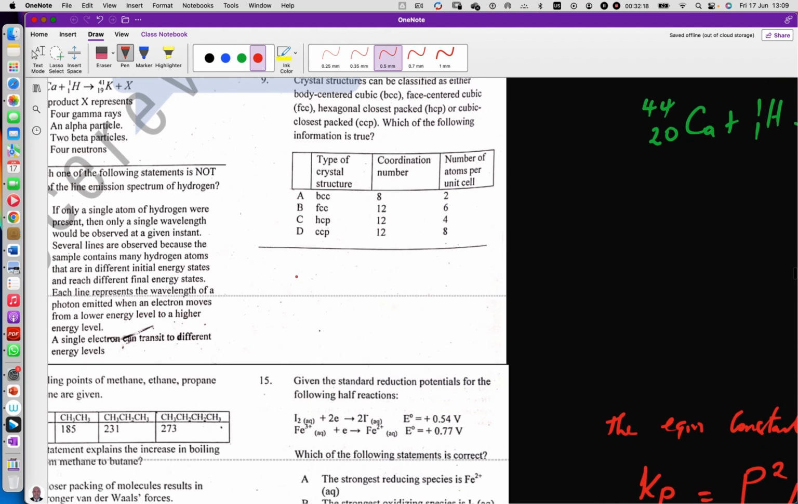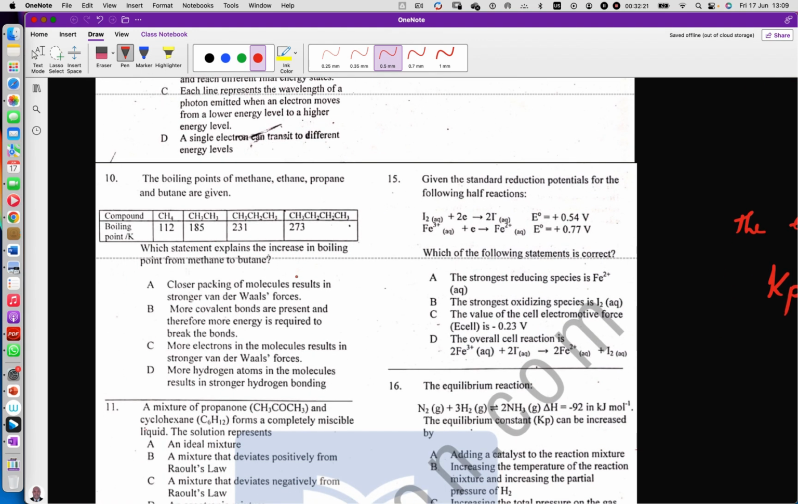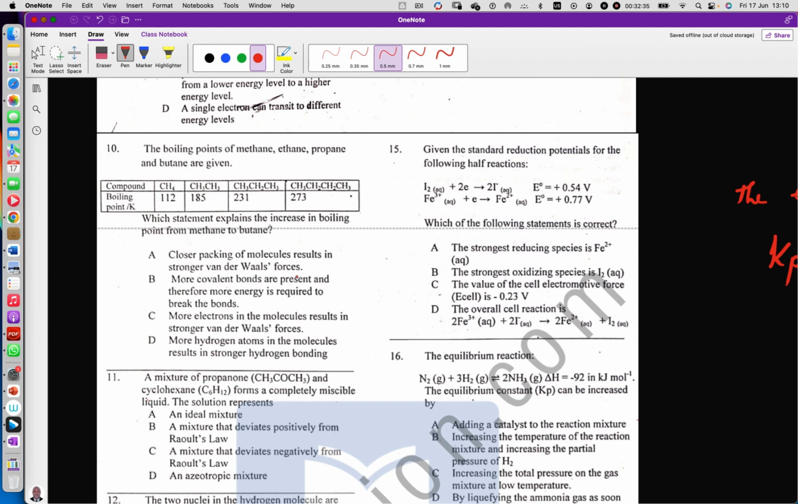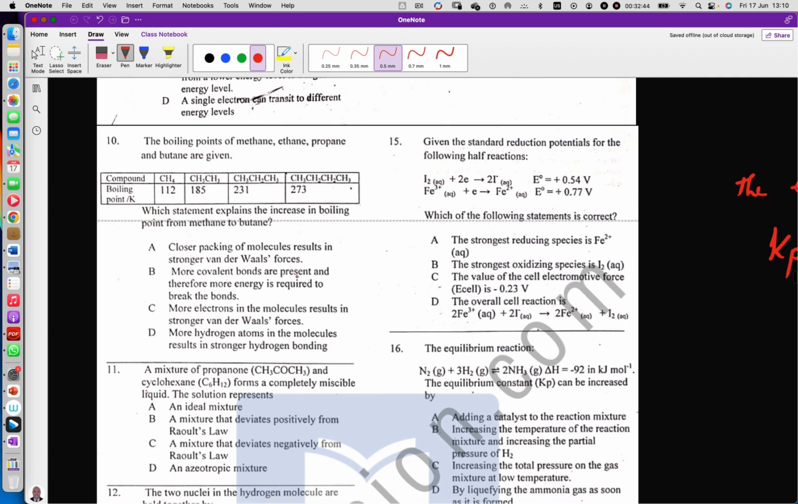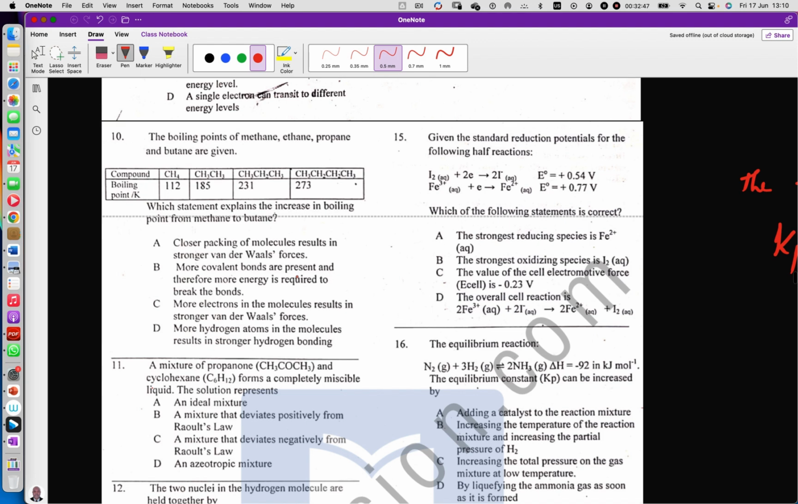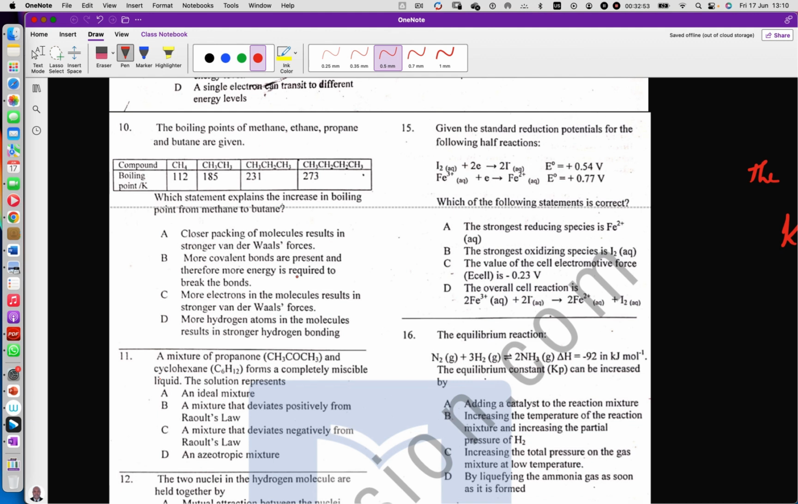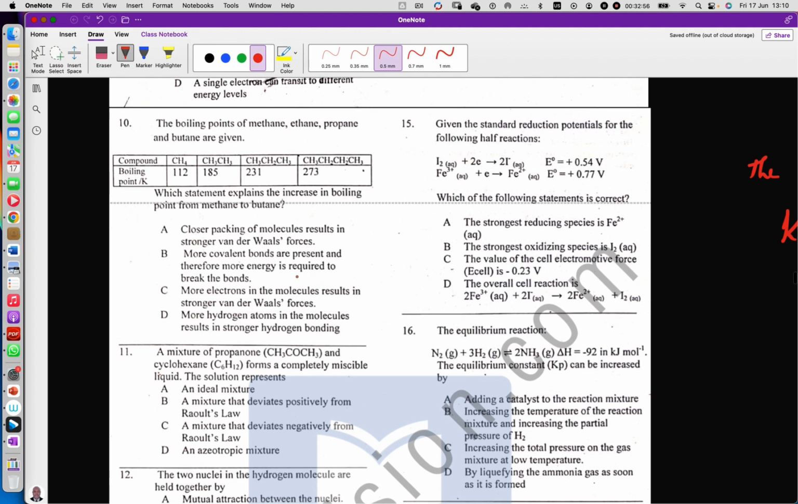I will go again to question number 10. Question number 10 has to do with boiling point. I emphasize more on questions where there is a lot of confusion, for the purpose of limitation of time. The boiling points of methane, ethane, propane, and butane are given. These are their boiling points. Which statement explains the increase in boiling point from methane to butane?